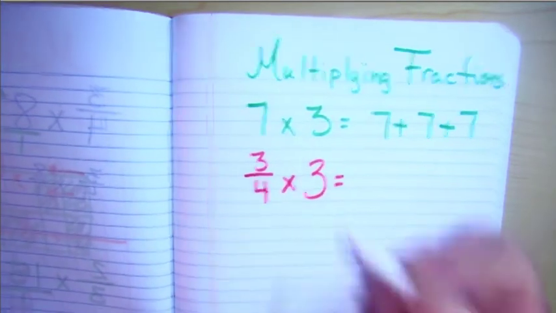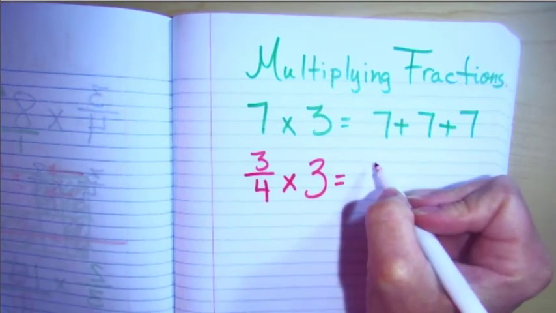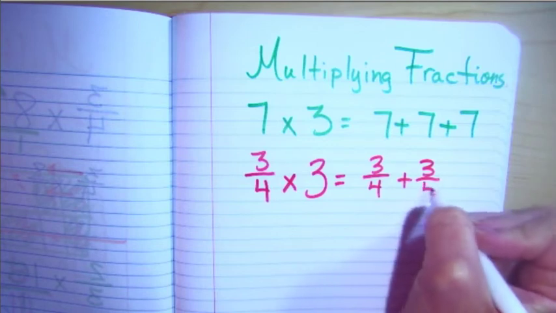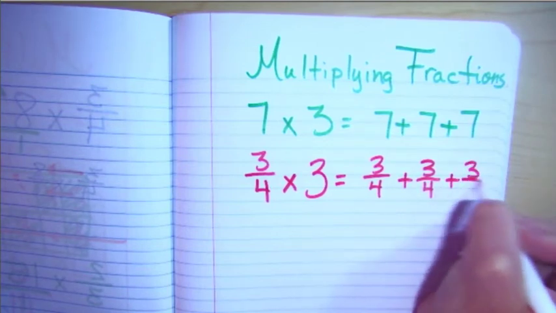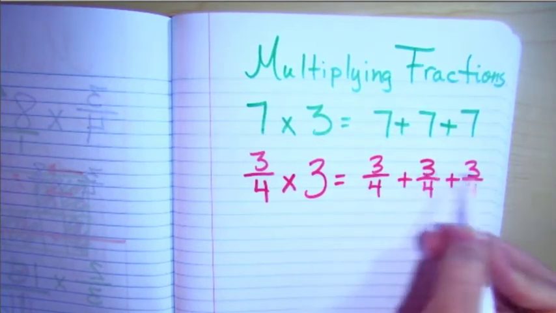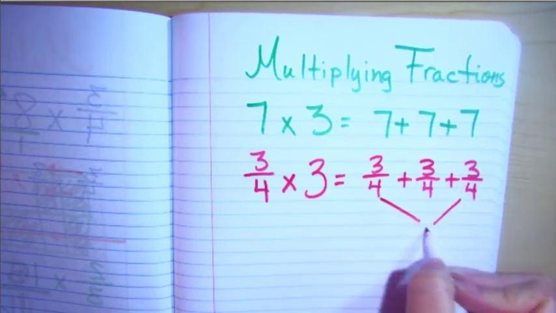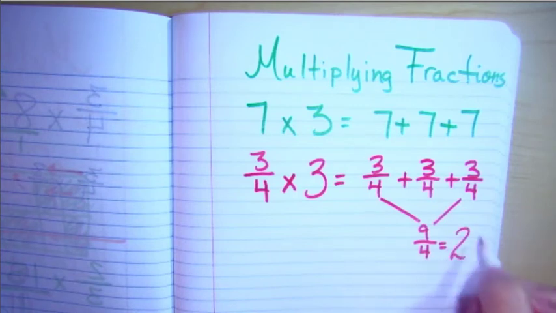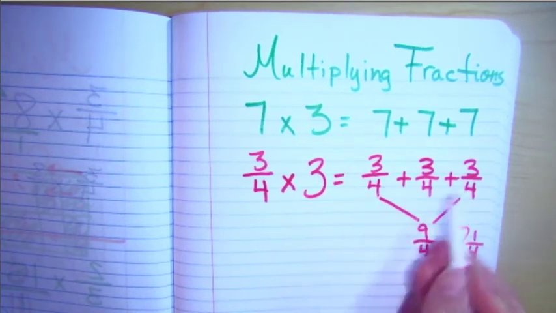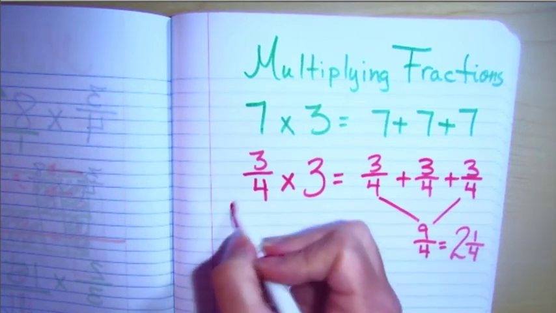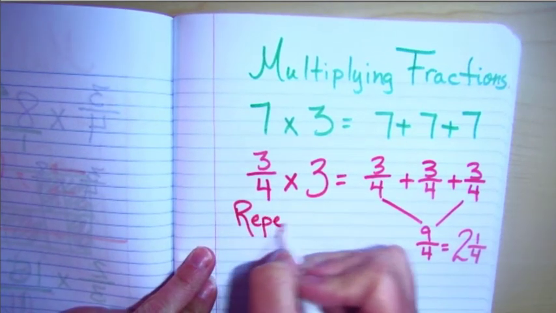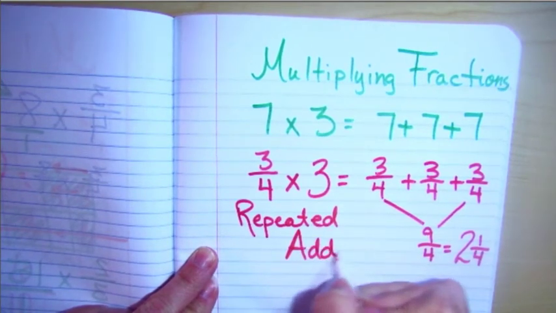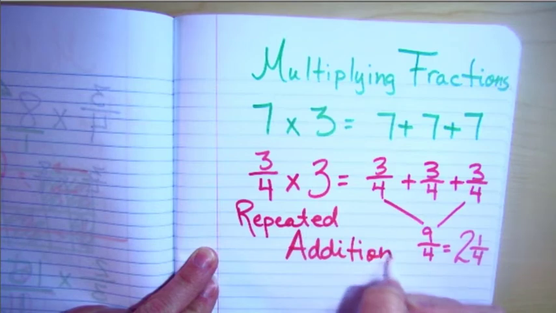So if I wanted to show 3/4 times 3, I could do 3/4 plus 3/4 plus 3/4. 3, 6, 9. So this would equal 9/4, which simplifies to 2 and 1/4. So this is just another strategy where you can use repeated addition. And this is for fractions and whole numbers.